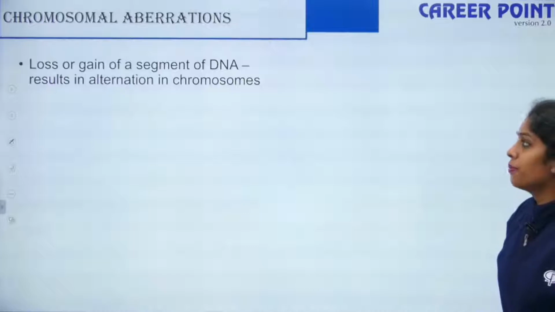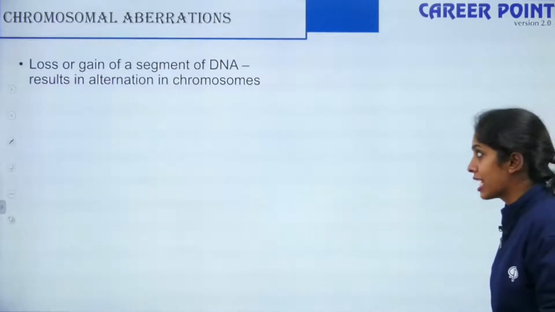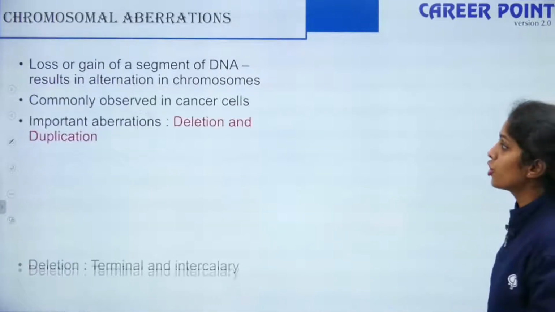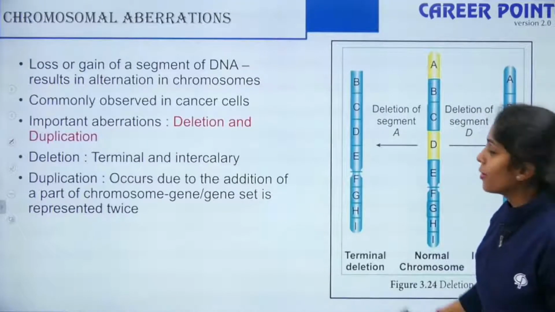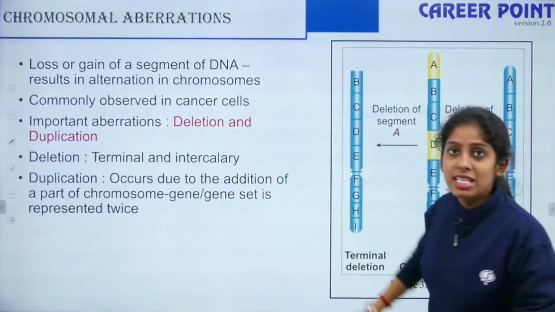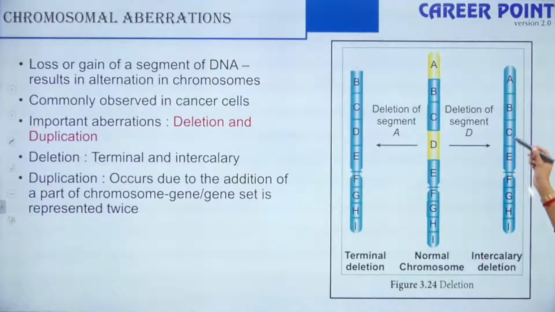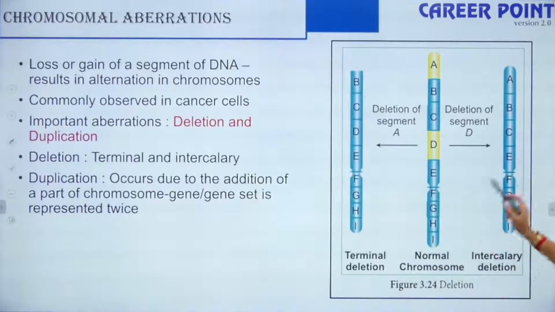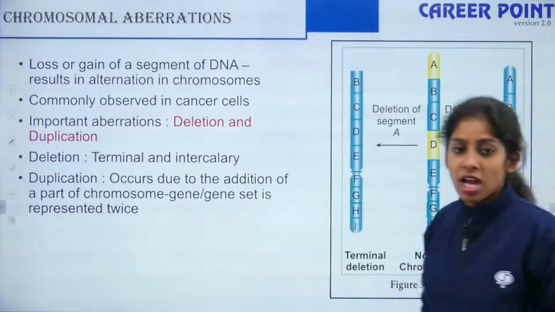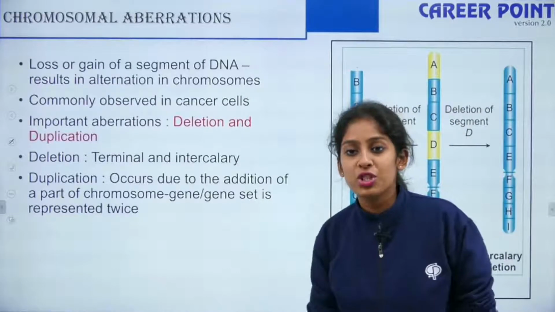So chromosomal aberration, loss or gain of a segment of DNA results in the alteration of chromosome. If you see, this is my normal chromosome, but one segment is lost, this is deletion. So here the terminal portion is deleted, so this is terminal deletion, and here the intermediate portion is deleted, this is intercalary deletion. So these are different ways that mutation can occur.